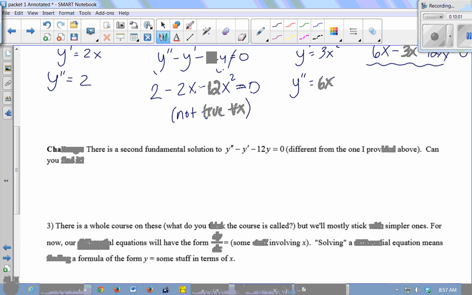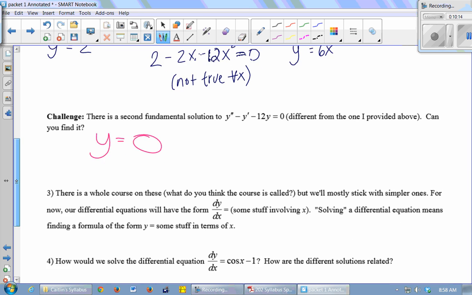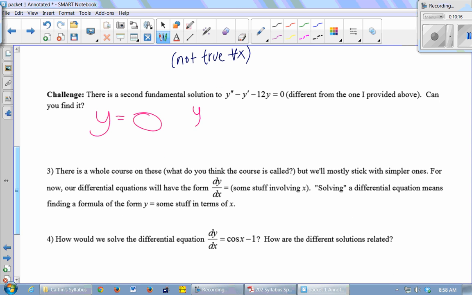Okay, so Ryan already answered the challenge question. A second solution would be y equals 0. E to the negative 3x? Let's see. So that means that y prime is negative 3 e to the negative 3x, and y double prime would be 9 e to the negative 3x.